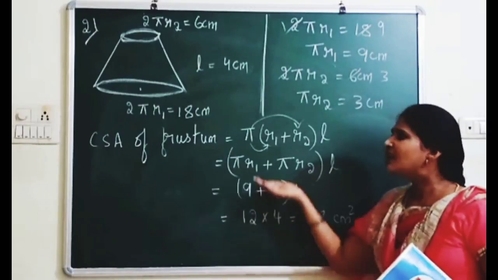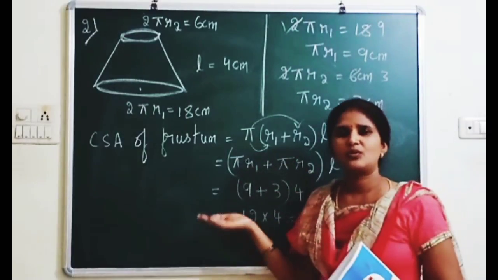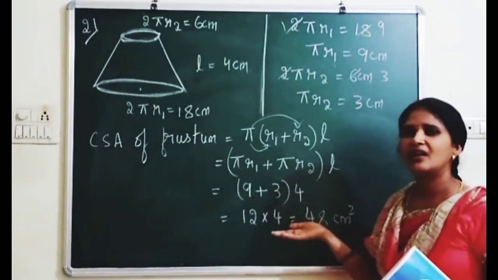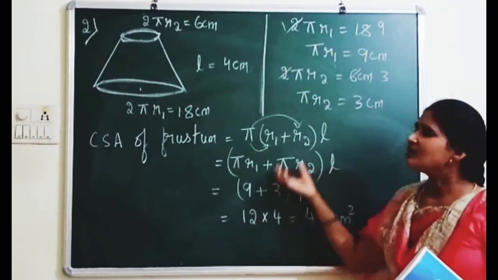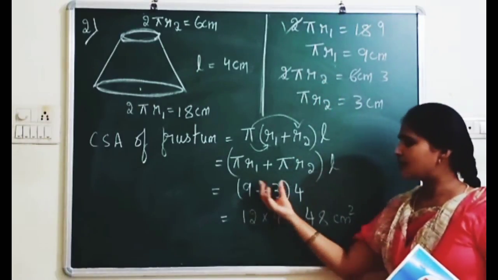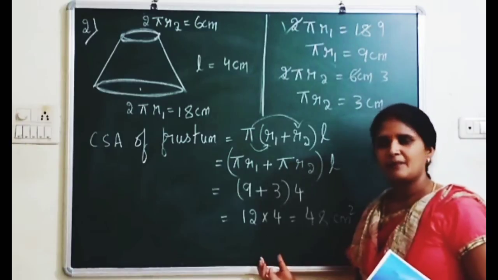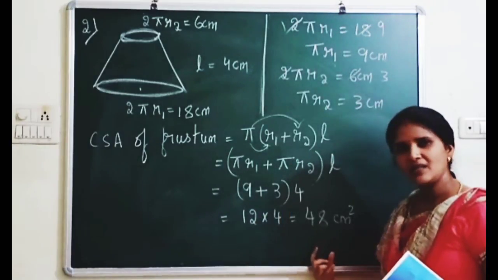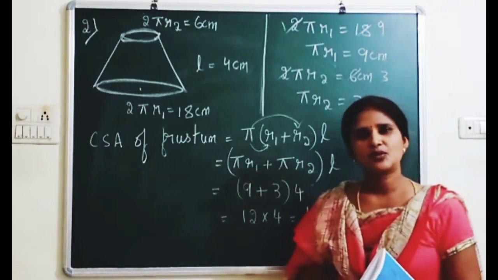So remember, this will be a 1 mark question. So don't waste your time finding R1 and R2. Very simple. Just find pi R1, pi R2, substitute and find the CSA. So the CSA of this cone we got as 48 centimeter square.